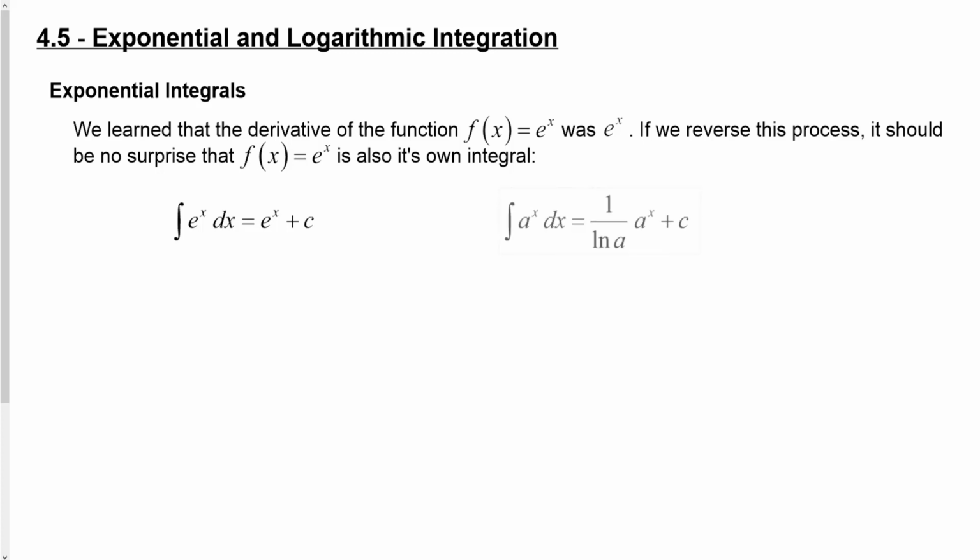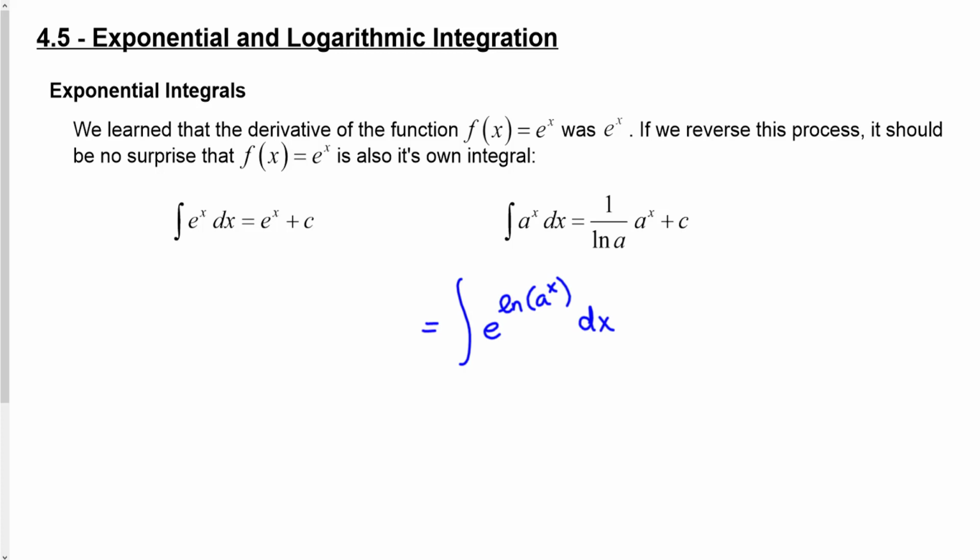The one that might not be quite as obvious is the integral of a to the x dx. So if you have any other base besides e, it's still its own integral, but you multiply by 1 over the natural log of a. The reason is based off of being able to rewrite a to the x as something base e. So for instance, using inverse properties of logarithms, I can say e to the natural log of anything is just itself. So a to the x is the same thing as e to the natural log of a to the x.